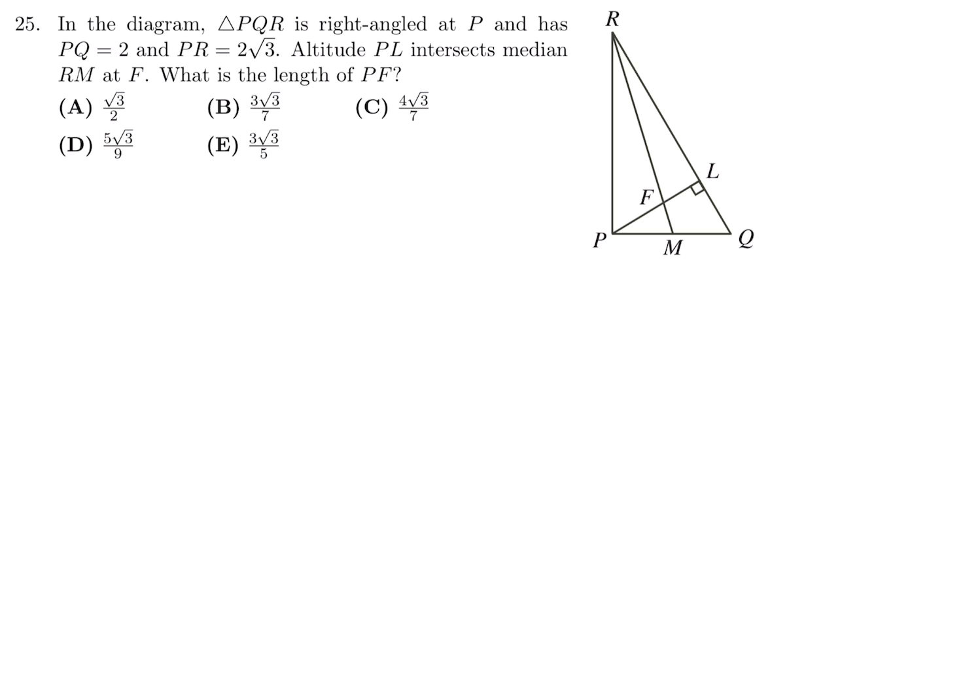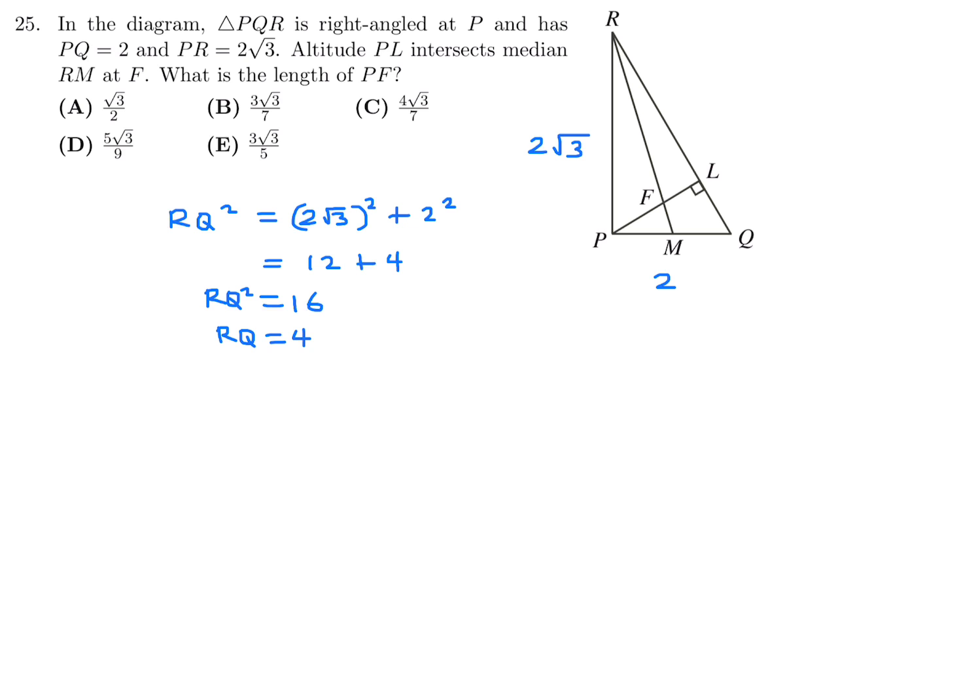Let's begin. PQ, they tell me, is 2, and PR, they tell me, is 2 root 3. So very quickly, using Pythagoras, I can figure out RQ, right? So RQ squared is equal to 2 root 3 all squared plus 2 squared, like that. So this is 2 times 3, which is 12, plus 4. So 16 is RQ squared, and therefore RQ is equal to 4. So label that right there, 4. And next we can figure out the length of PL, this whole distance right there.